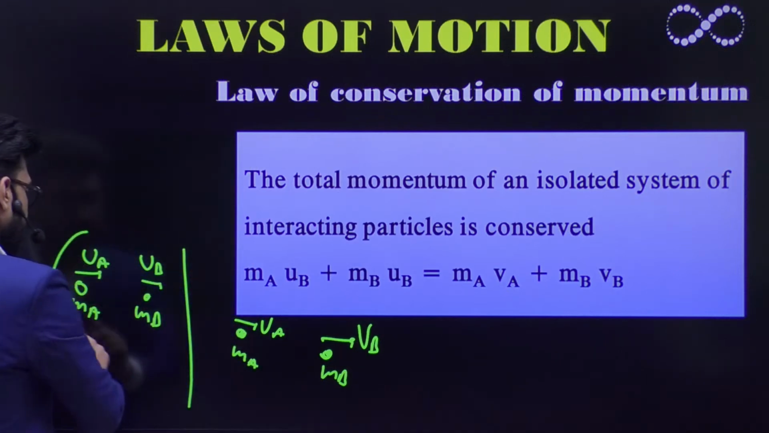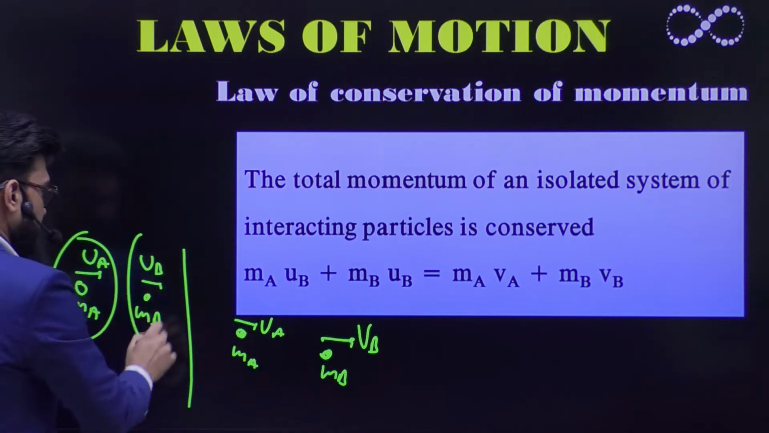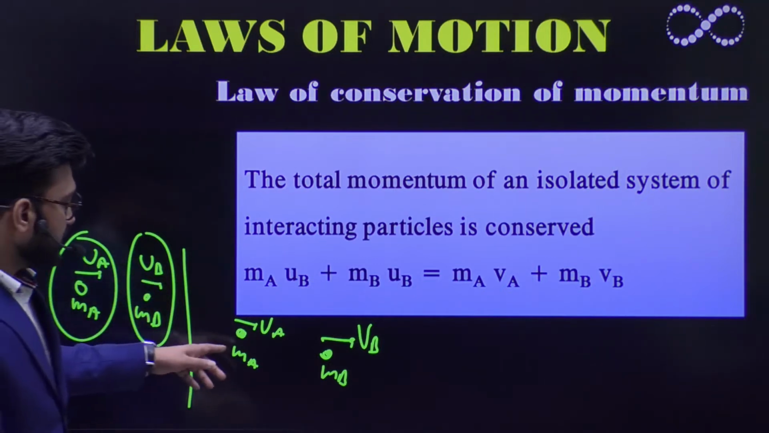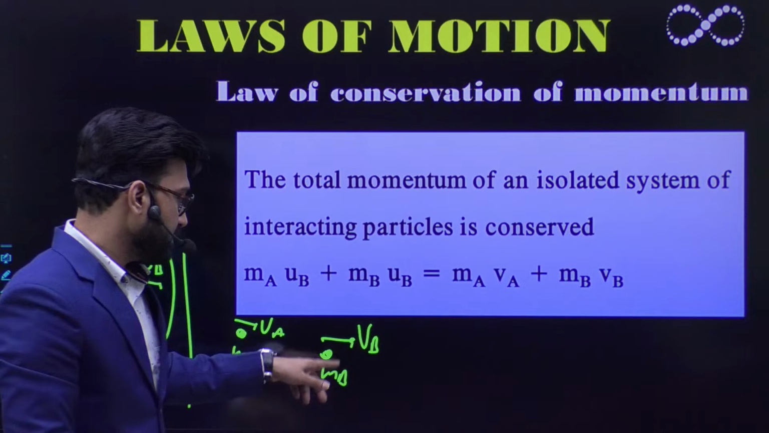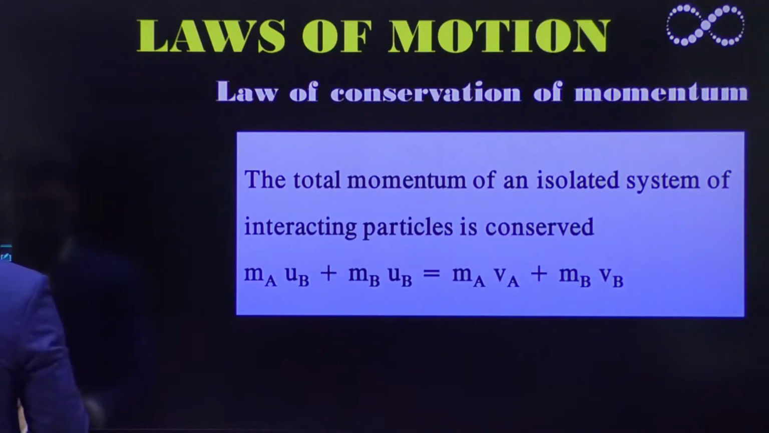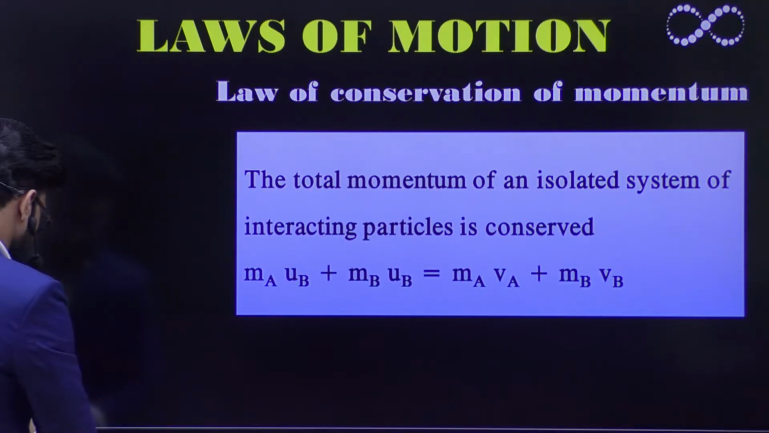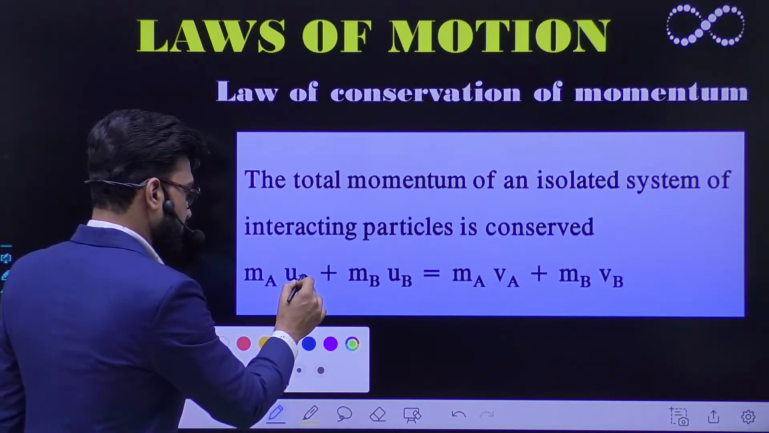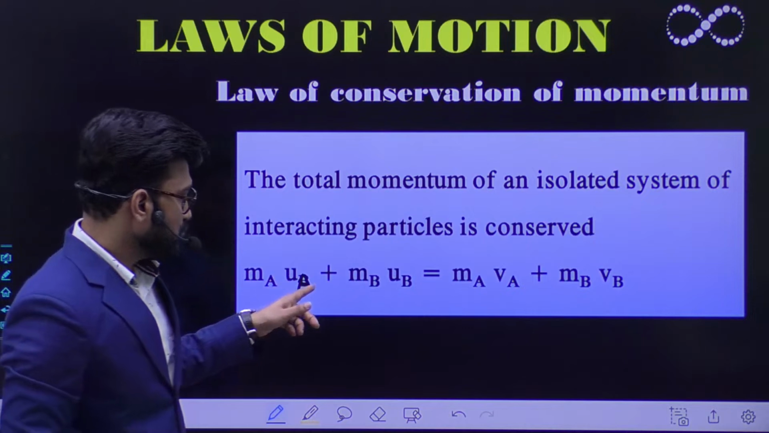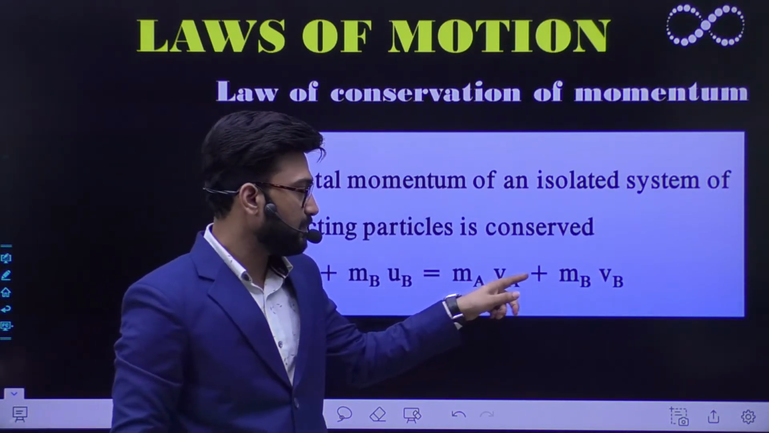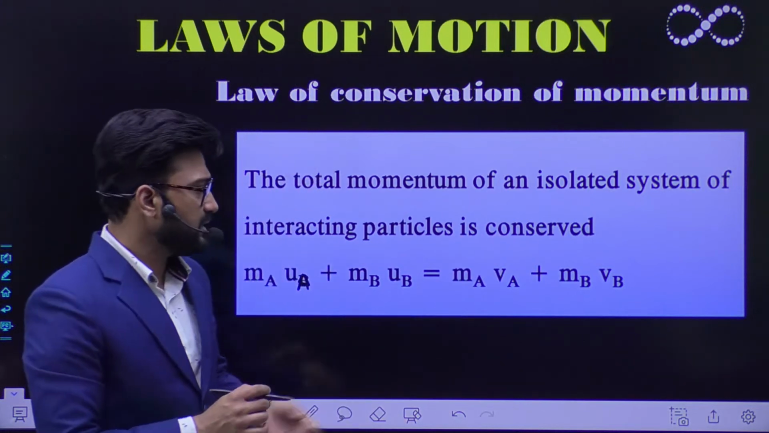So initial momentum is the sum of these two momentums, ma ua plus mb ub, and final momentum is the sum of ma va plus mb vb. You must remember this term is ua, not ub. So ma ua plus mb ub, the initial momentum of the system, must be equal to ma va plus mb vb. You can easily conserve the momentum.